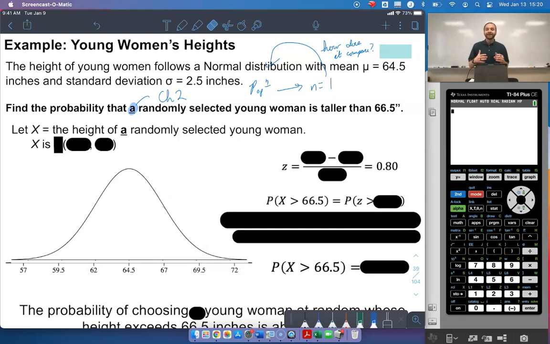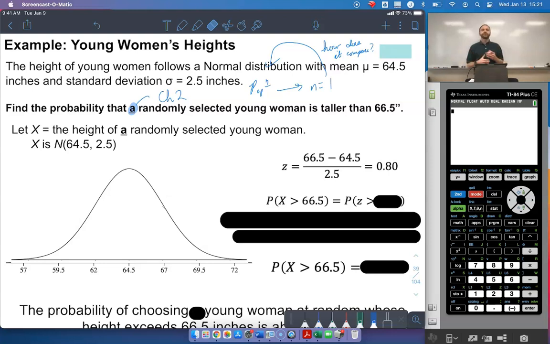Well, if I look at this, I am told the population has a shape that is normal. So I have a normal population. The mean is 64.5 inches, and the standard deviation is 2.5 inches. Again, we're looking at chapter 2. So I'm going to find my z-score. I'm going to take my statistic minus my parameter, what I observe minus what is expected, and I'm going to divide by my 2.5. So I have 66.5 minus 64.5.